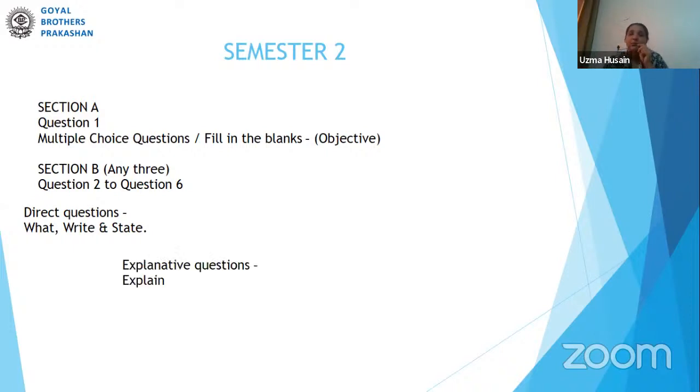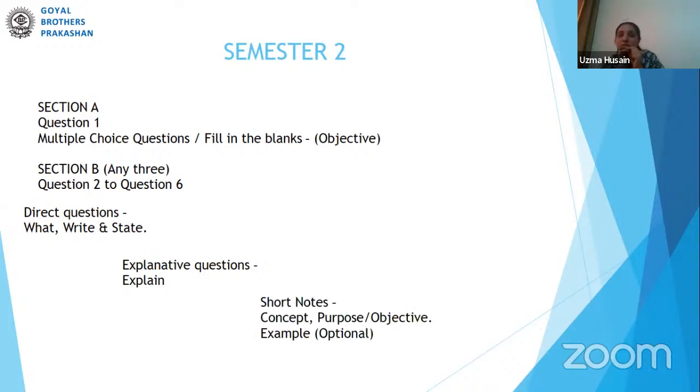When we talk about explanative questions, the same questions can be asked in a different manner. Explain the utilities of budget. Explain any three utilities of budget. Because here it is carrying 3 marks, it becomes three. Write any three utilities of budget. So it becomes very different from a direct question.